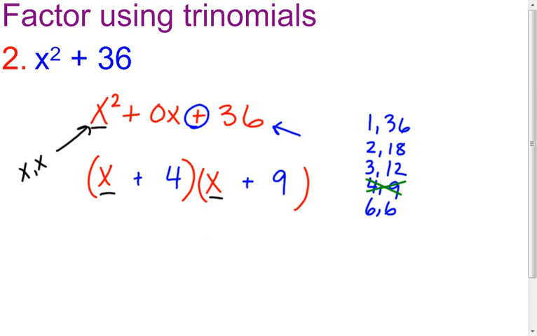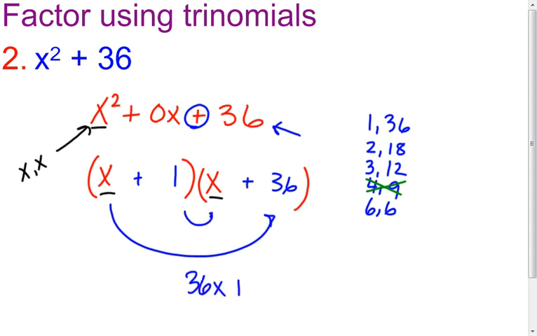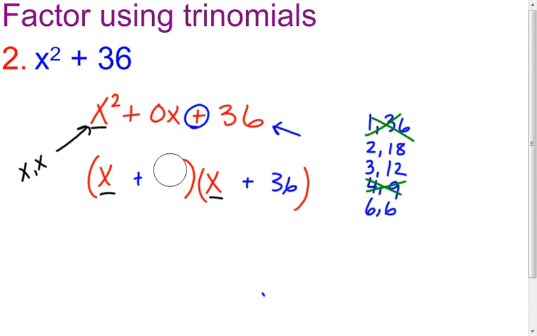Let's try 1 and 36. Hopefully you're noticing some patterns here. 1 and 36. Outsides, 36x. Insides, 1x. That makes 37x. If I did minus and minus instead, which I can, I would have negative 37x. So that's not it. Let's try 2 and 18.